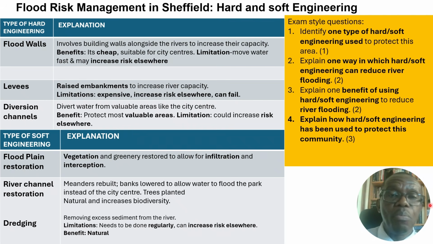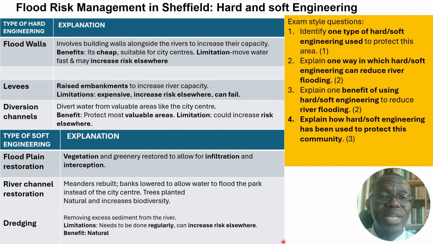Now, you can build artificial ones, or you can remove excess material from the river and then put it as embankments on either side of the river channel. Now, the levees, obviously, again, like the flood walls, are going to increase the river's holding capacity and therefore reduce the flood risk. Now, again, when we are talking about their limitations, we are saying that it's going to be expensive to put these levees up.